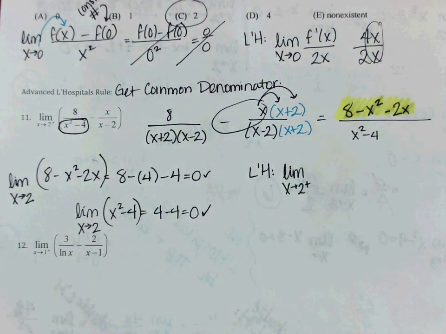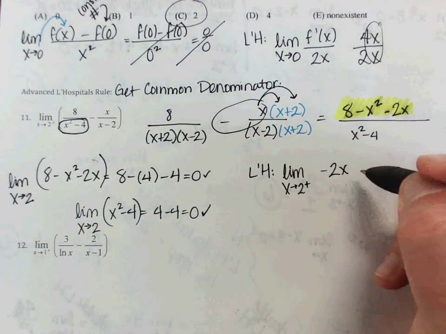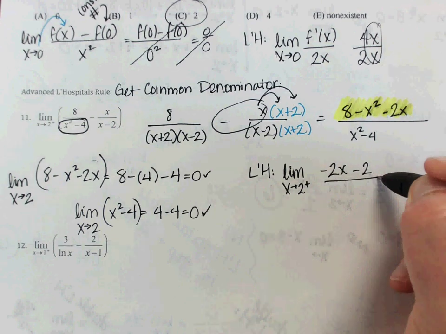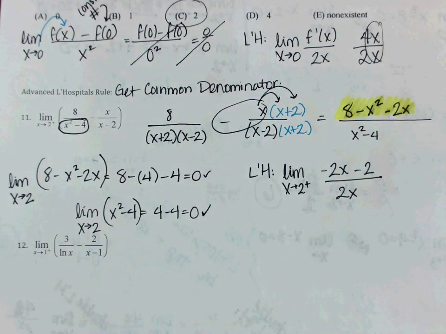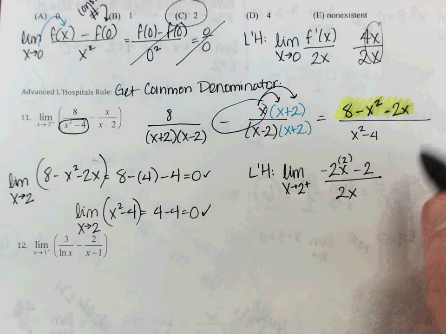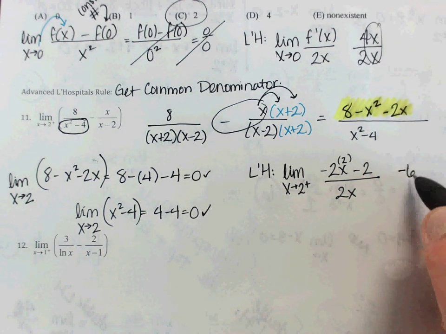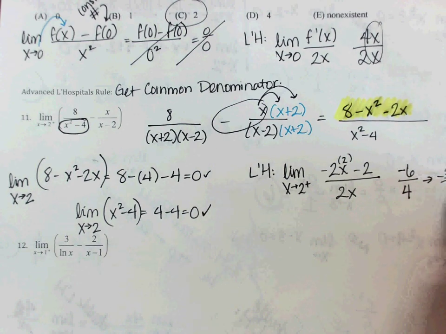What's the derivative of that? Negative 2x minus 2 on the bottom, over 2x, and then minus 0, minus 0, and then from there plug in 2. Yes, indeed. 2 on top gives me negative 4 minus 2 more, negative 6, and then 2 times 2 is 4, so it's negative 3 over 2.